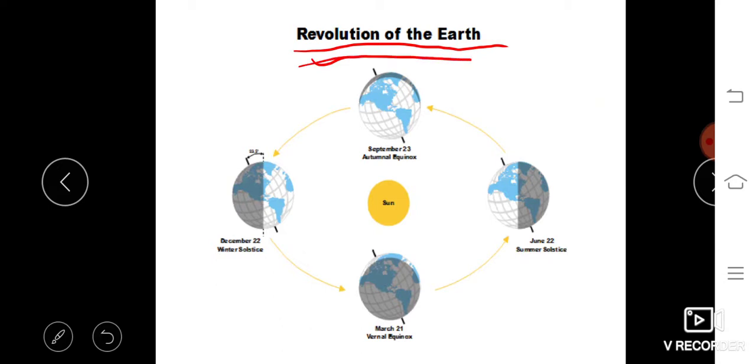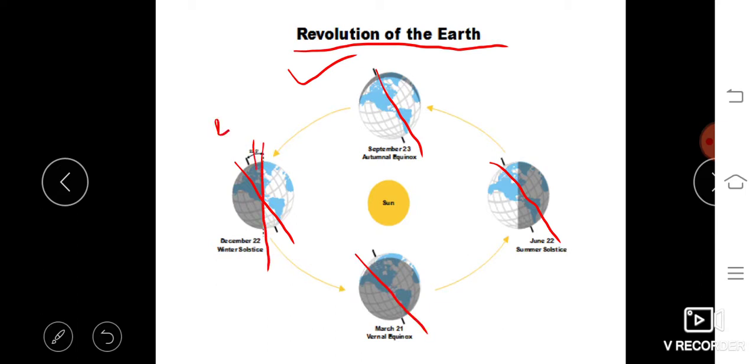Now we are going to discuss what effect happens on the earth due to revolution. Due to revolution, seasons change on earth, along with the tilted position of the earth. Here we see in the picture the earth's position is tilted. It is tilted at its axis by 23.5 degrees.